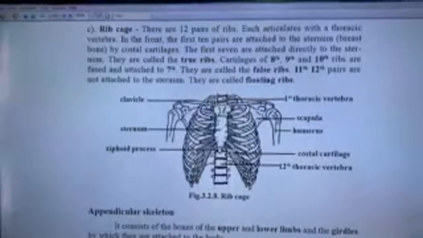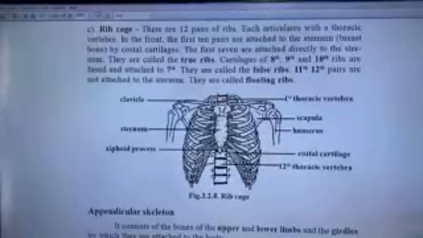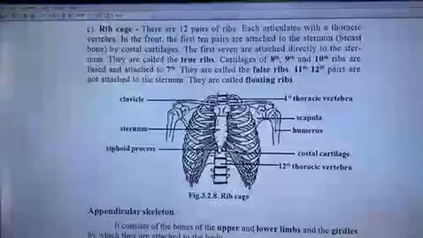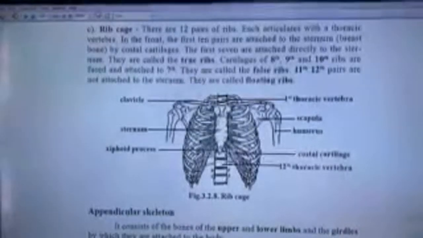Rib cage. There are 12 pairs of ribs, each articulating with a thoracic vertebra at the back. The first 10 pairs are attached to the sternum, breastbone, by costal cartilages. The first 7 are attached directly to the sternum. They are called the true ribs.